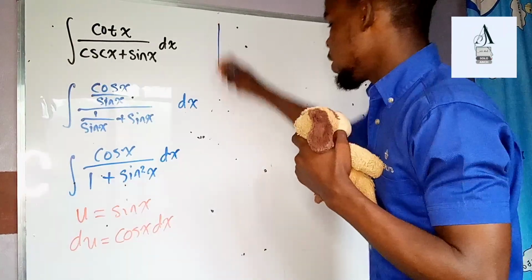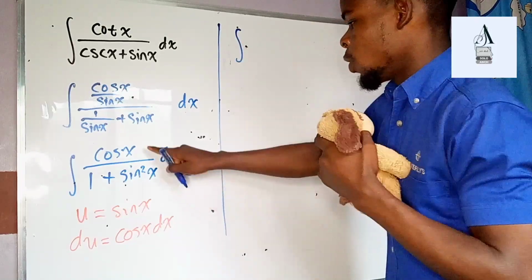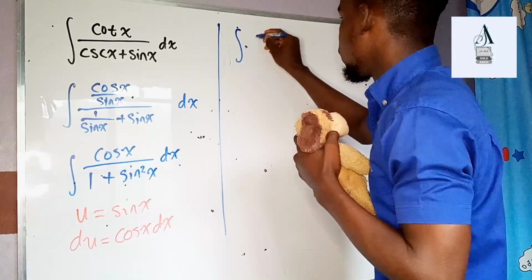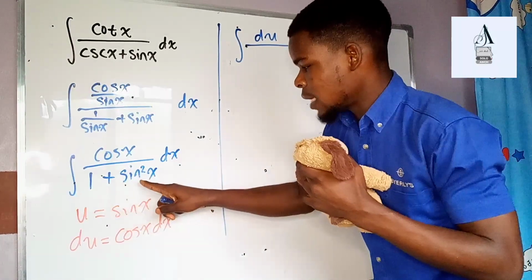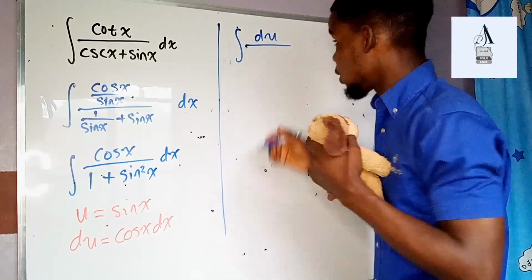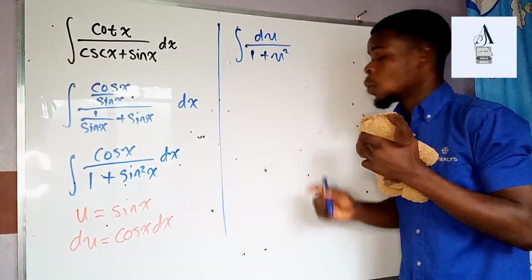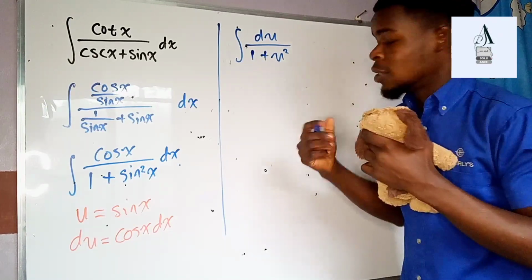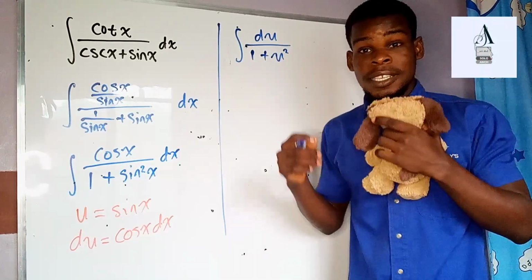Okay, great. So that means that this integral will now become, the integral of cosine x dx is going to become du, right? So we just put it down there as du divided by 1 plus sine squared of x, where u is sine x. So that's just going to become 1 plus u squared. And if you notice, 1 over 1 plus u squared is the same thing you get when we differentiate arctan u, or you can call it tangent inverse of u.